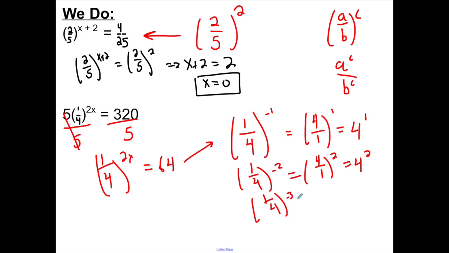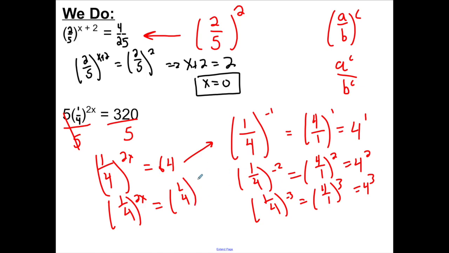1 quarter to the negative 3 equals 4 over 1. Remember, flip it, make the power positive, and 4 cubed is 64. So (1/4) to the 2x equals (1/4) to the negative 3. Remember, the negative gives it the flip, the 3 gives you the 64. So 2x equals negative 3, meaning x is negative 1.5.